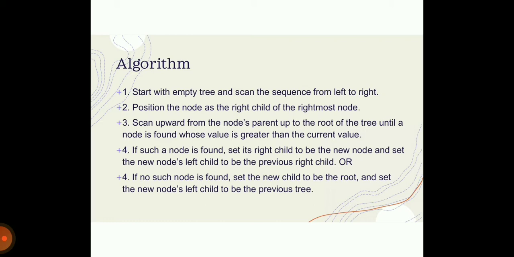And last step is it is a conditional step. So if such a node is found, set its right child to be the new node and set the new node's left child to be the previous right child. Or if any node is not found, then set the new node to be the root and set the new node's left child to be the previous tree.